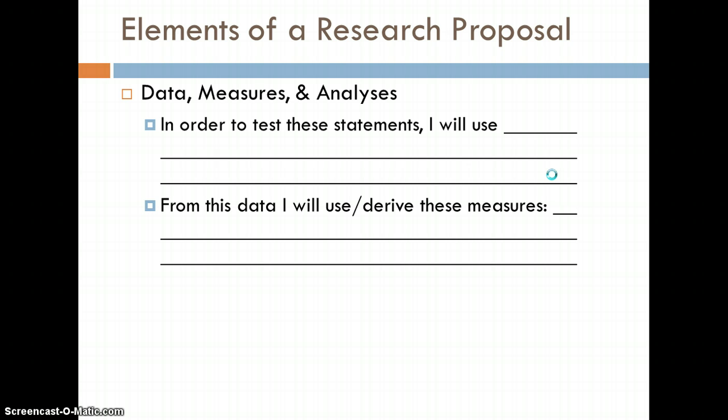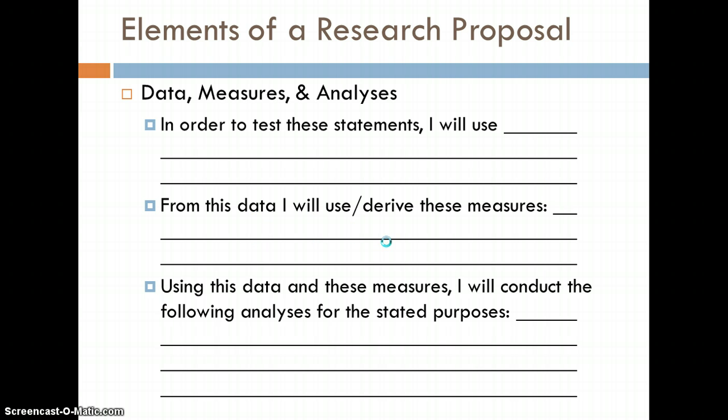From this data, I will derive these measures, and I've just given you some examples, the gender one, the student achievement one, the background characteristics. And then using this data and these measures, I will conduct the following analyses for the stated purposes. This is when I'm going to do a t-test between boys and girls, horrible handwriting, sorry, to see if there's a significant difference, and I will confirm that one exists. I'm going to try to correlate my opportunity structure variables with my gender variables and my achievement variables.